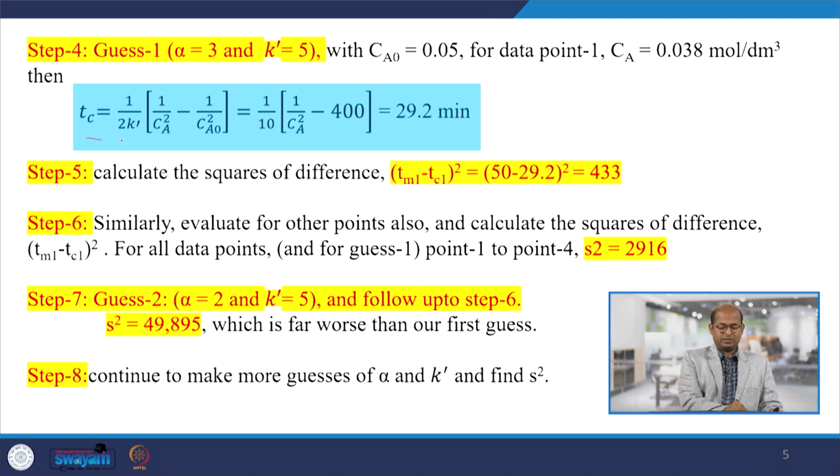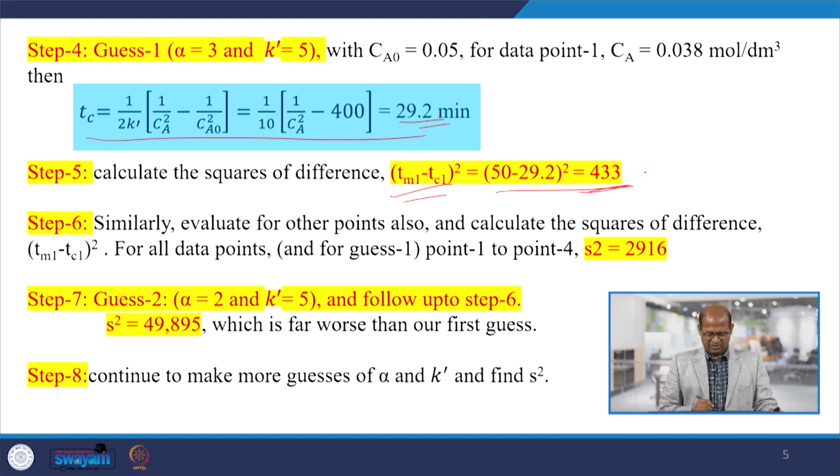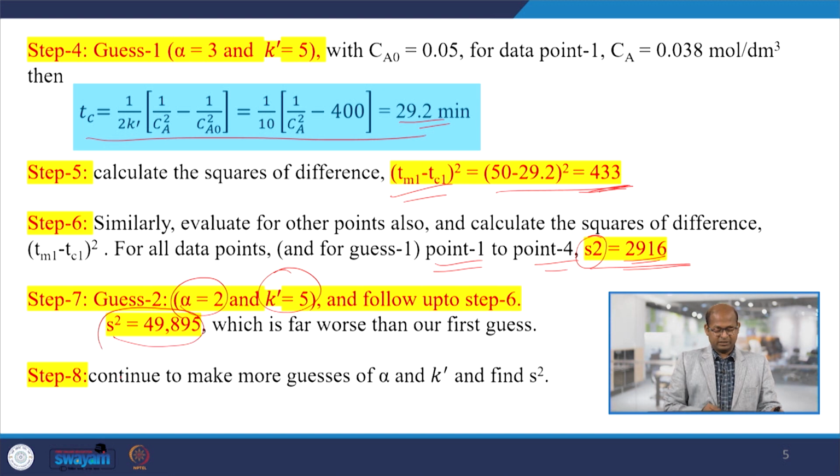So, here is one thing we have shown, for example. T_m minus T_c for point 1 is given as 433. Similarly, all other data points also we can calculate, and we get the sum of squares equal to this. Whence we have taken, let us say, alpha equals 2 and k prime equals 5, the sum of squares is coming like this, which is far worse than the first guess.